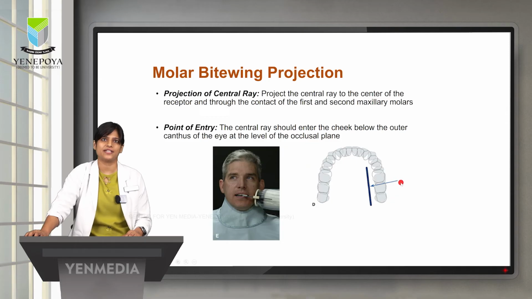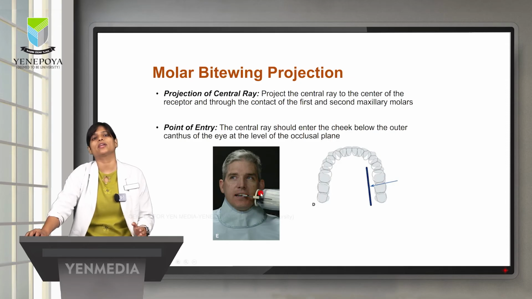Now, how should the central ray be? The projection of the central ray to the center of the receptor and through the contacts of the first and second maxillary molar. So, the imaginary central X-ray should basically go between the first and the second molar. Where is the point of entry? Where should this PID be? It should enter the cheek area near the outer canthus of the eye, this is the outer canthus over here. At what level? At the occlusal plane level.